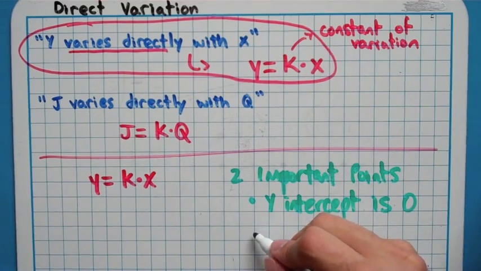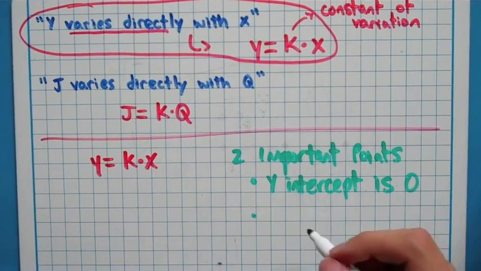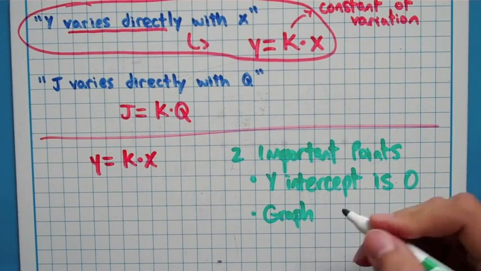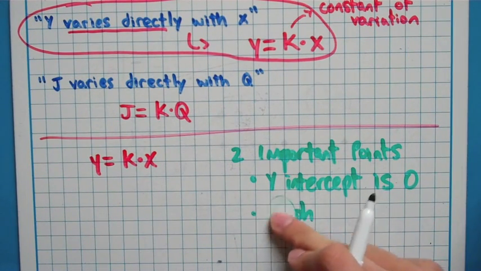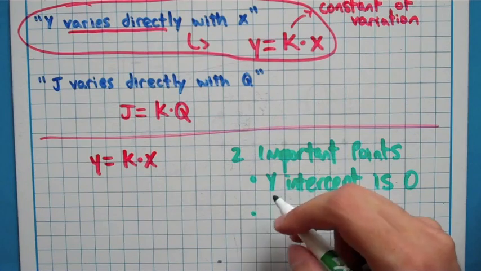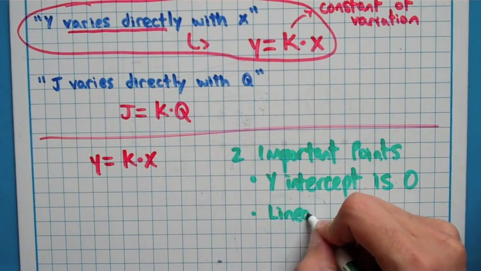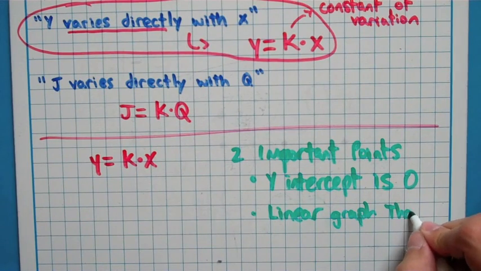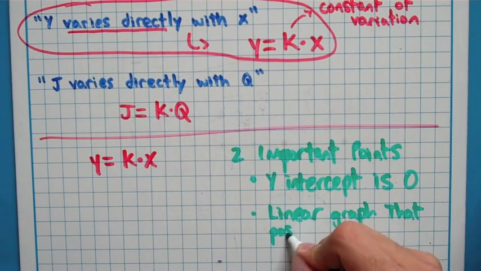The second feature is kind of related to this. Your graph, it's a linear graph that passes through the origin. So, linear graph that passes through the origin.